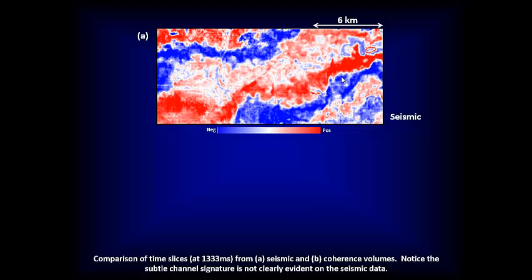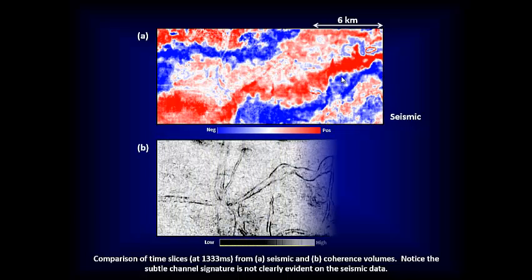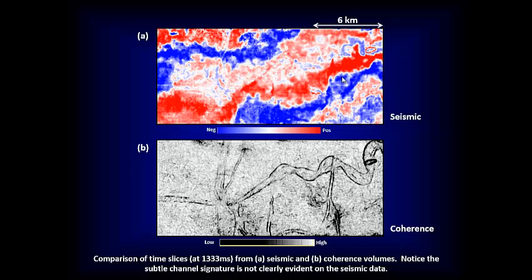But if you look at the equivalent coherence slice, there is a lot of information there. You have a main channel that runs almost east-west, and then there are vertical channels as well. So this is the amount of subtle information that can be picked up from the seismic data volumes, which we may not be able to do on the amplitudes alone.